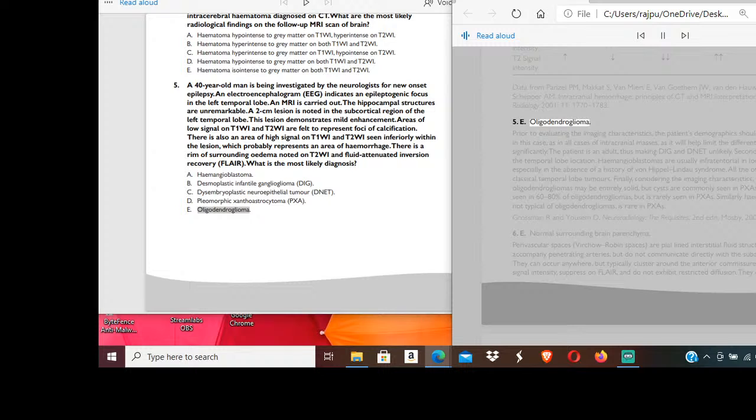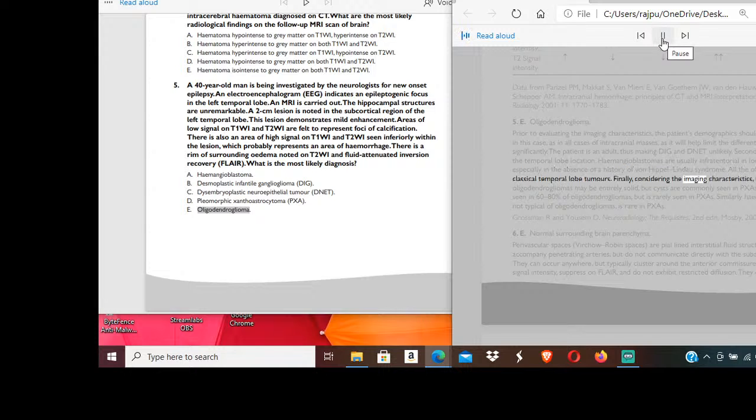5. E. Oligodendroglioma. Prior to evaluating the imaging characteristics, the patient's demographics should be considered in this case, as in all cases of intracranial masses, as it will help limit the differential diagnosis significantly. The patient is an adult, thus making DIG and DNET unlikely. Secondly, consider the temporal lobe location. Hemangioblastomas are usually infratentorial in location, especially in the absence of a history of von Hippel-Lindau syndrome. All the other lesions are classical temporal lobe tumors.